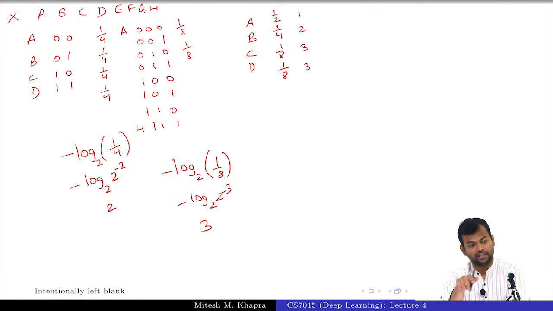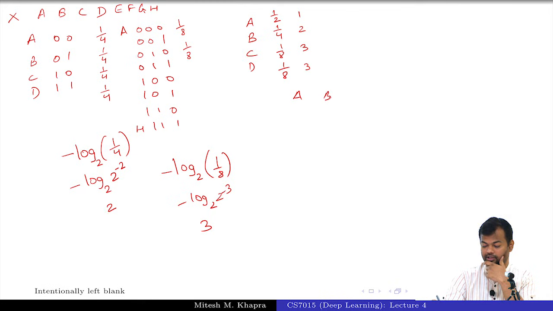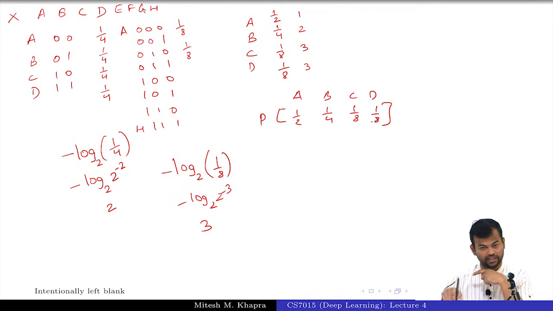Now what is the expected number of bits that I'll use up? If it's A, I'll use 1. If it's B, I'll use 2. If it's C, 3, and D, 3. So what is the expected number of bits that I'll use? Again, I have the same situation. I want you to cast it into the same situation. I have the probability values, and with each of these I have a cost or a value associated. What's the cost? 1 bit, 2 bits, 3 bits, 3 bits. So what's the expectation now? Can someone compute the expectation? 1.75.